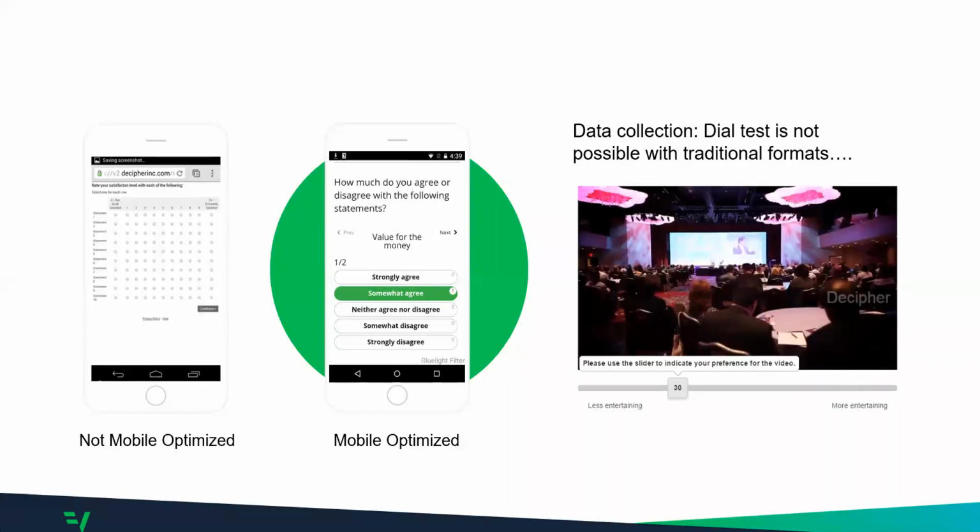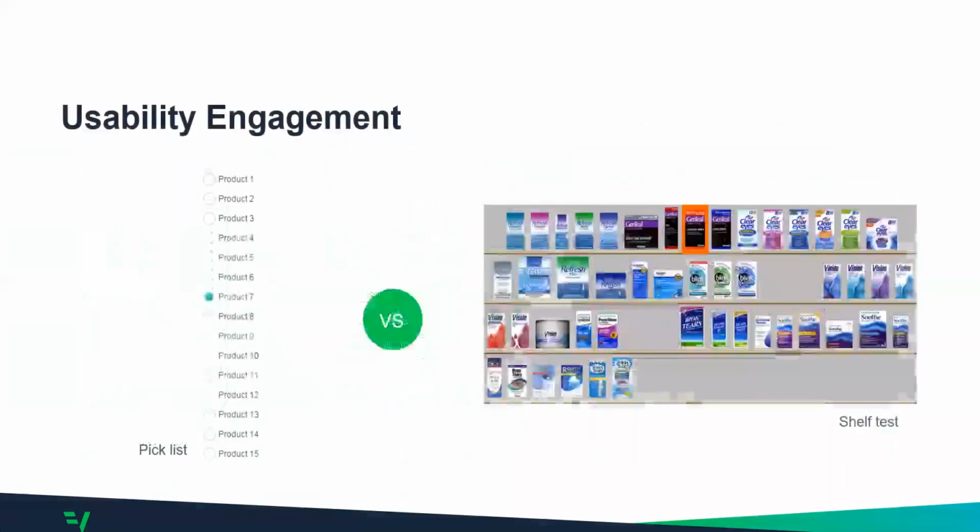Another example of a clear benefit and purpose for using interactive questions is if you need to capture data in a way that goes beyond radio buttons and checkboxes, for example, a dial test. The only way to do this is with an interactive question, so by all means, we need to do that. Use interactive questions when there's a clear usability benefit.